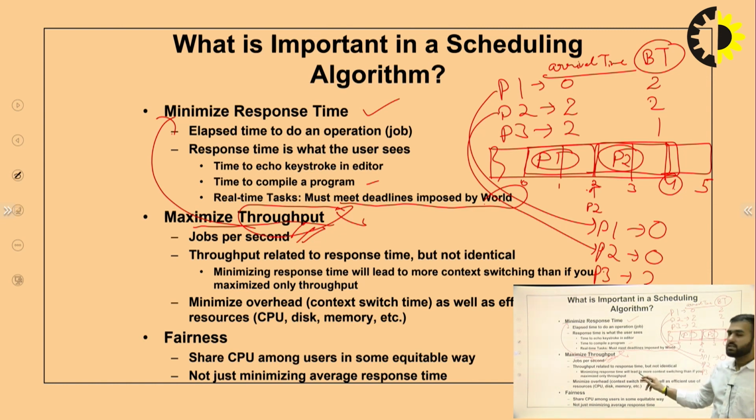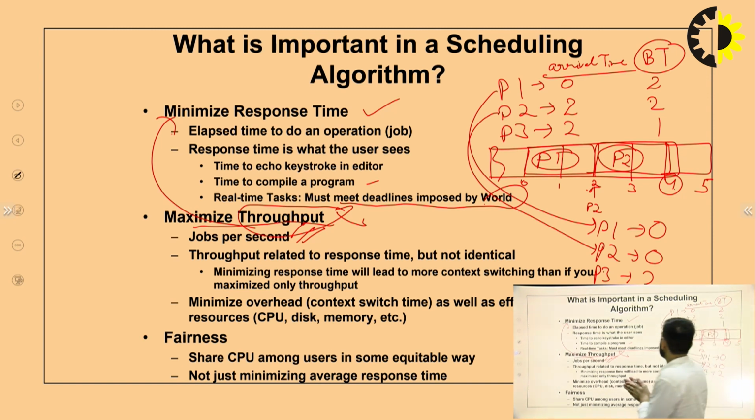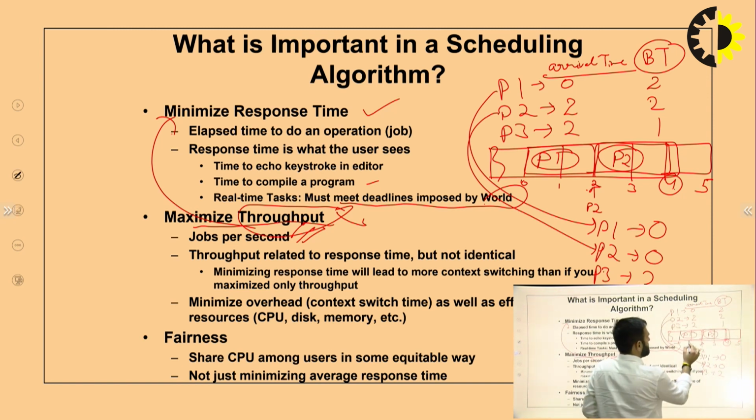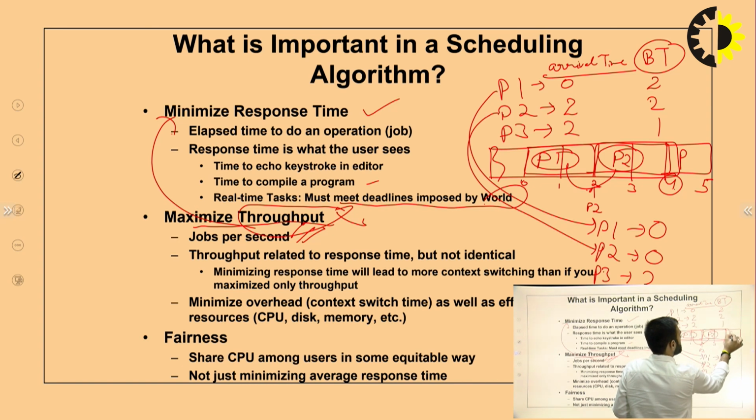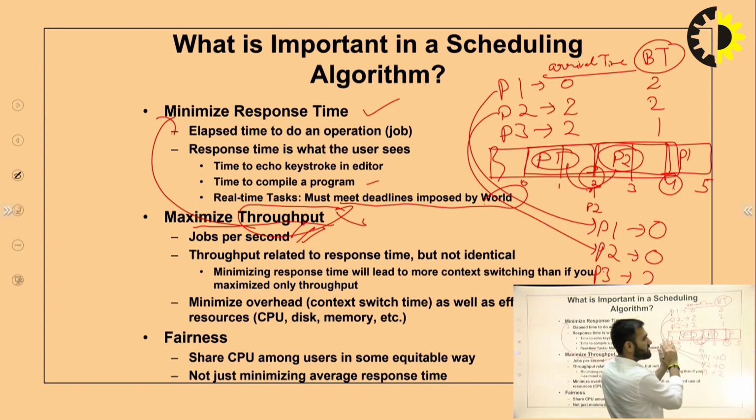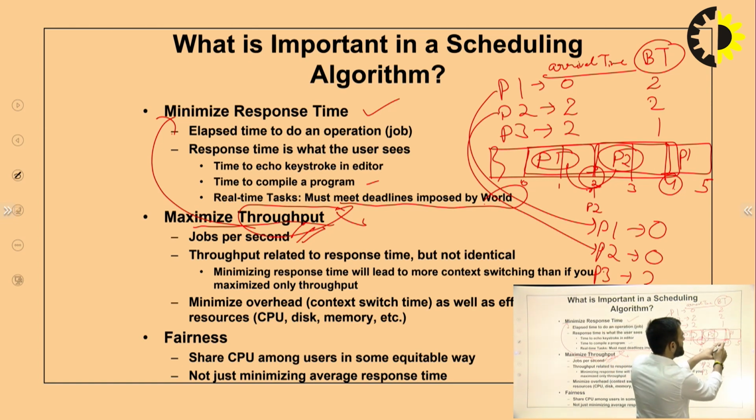Minimizing response time will lead to more context switching. Context switching is this: first P1, then P2, then again P1. Here the control is given to process P2, and here the control is given again to process P1. This is nothing but context switching.